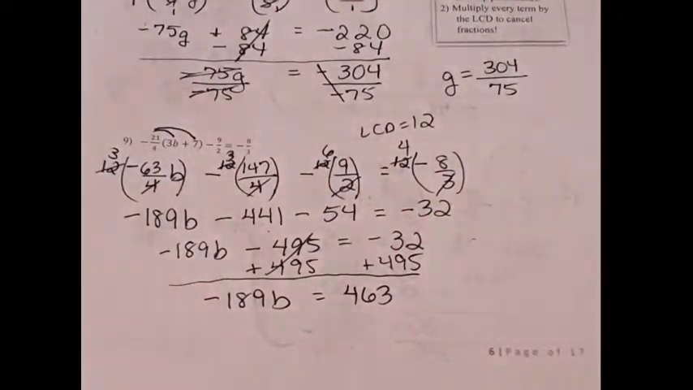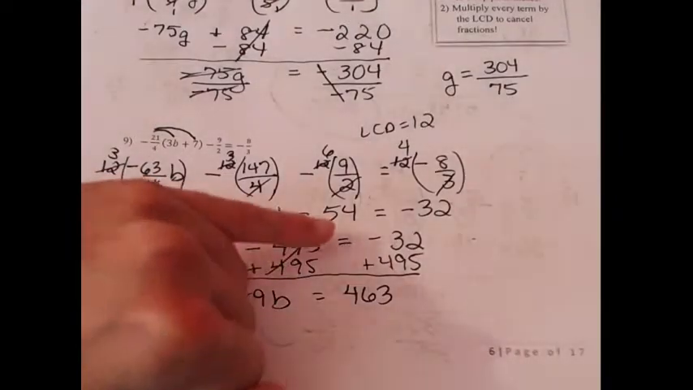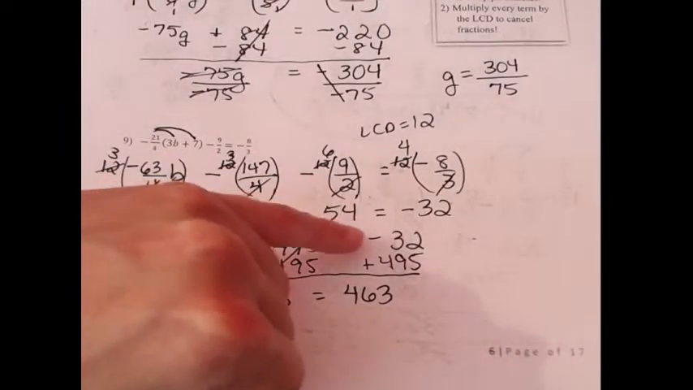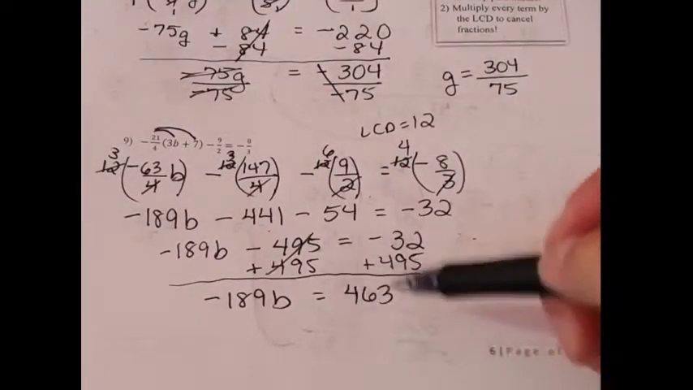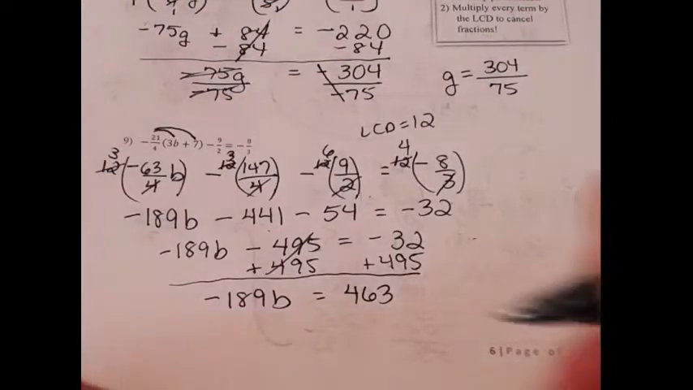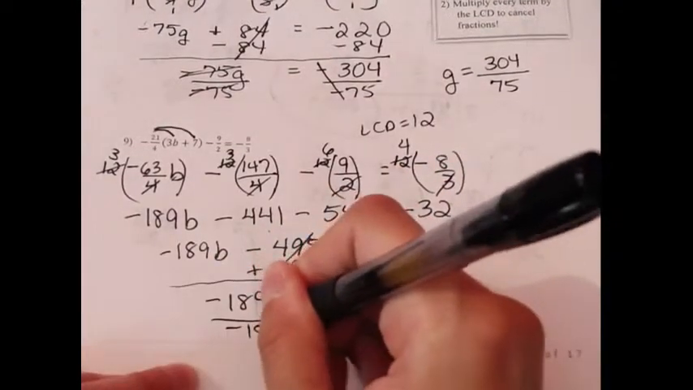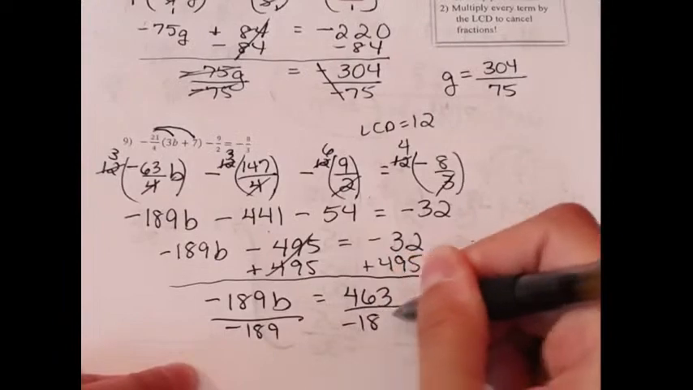Notice it's a positive. Think of it in terms of money. You are in the hole $32, but then you make 495. Right? You just got out of that hole. So keep that in mind as you're doing these problems to make sure that you're getting a value that makes sense. Last step, we're going to divide both sides by negative 189.